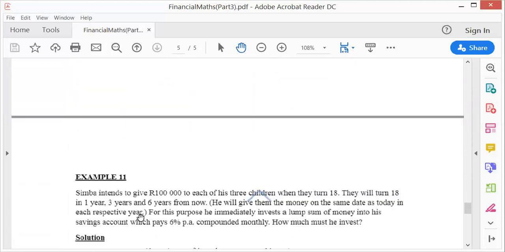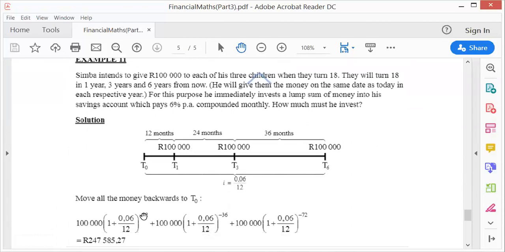Cool. Right, next one. Samba intends to give 100,000 to each of his 3 children when they turn 18. Now, they will turn 18 in 1 year, 3 years, and 6 years from now. He will give them the money on the same date as today in each respective year. For this purpose, he immediately invests a lump sum of money into his savings account, which pays 6% compounded monthly. How much must he invest?